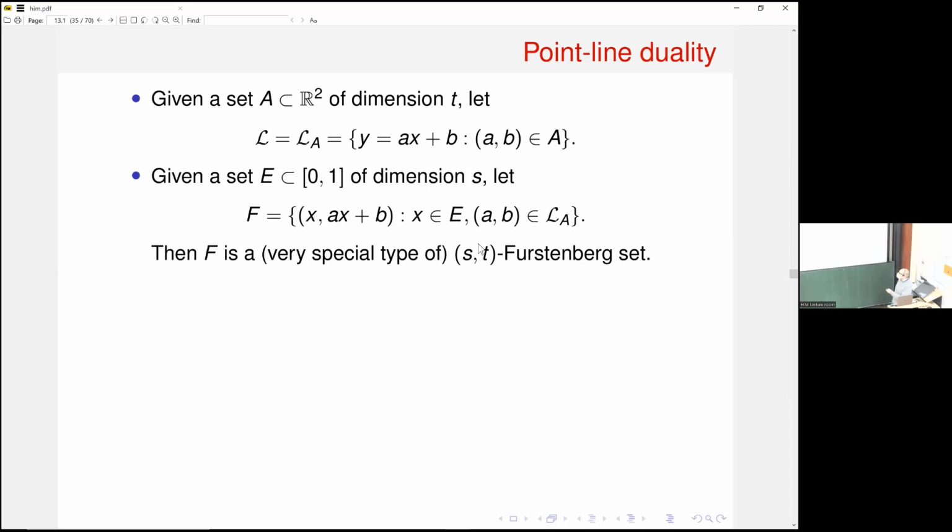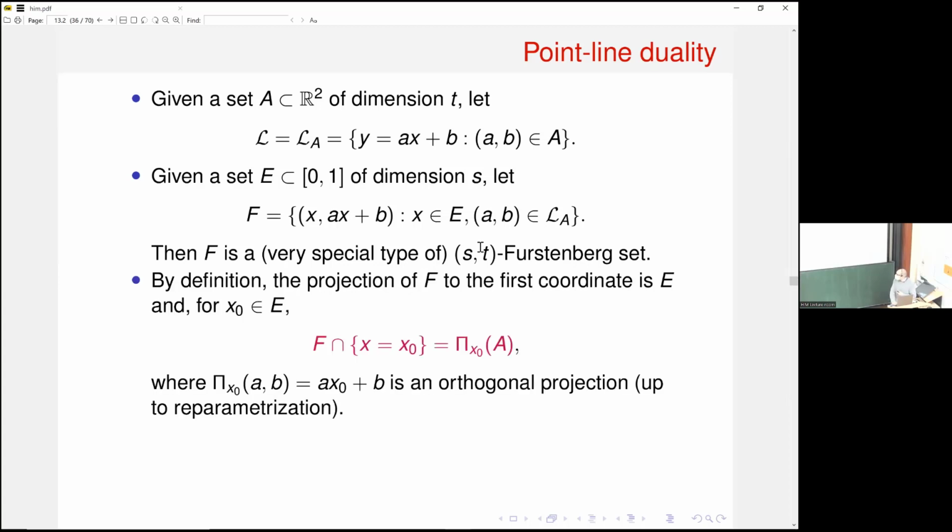Because for every line, so it is a generalized Furstenberg set, because for every line parameterized by A, we have a copy of E, and E has dimension S. So this is an (S,T) Furstenberg set, but it is a very special (S,T) Furstenberg set. And for this very special Furstenberg set, we have the following easy identity.